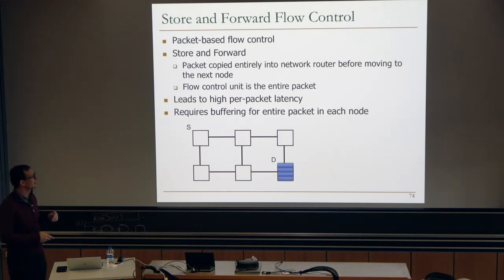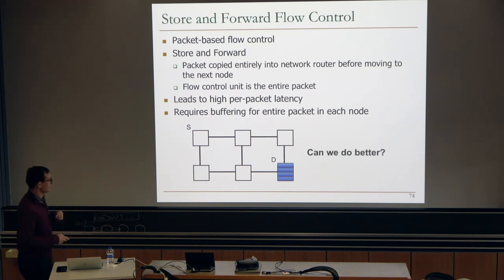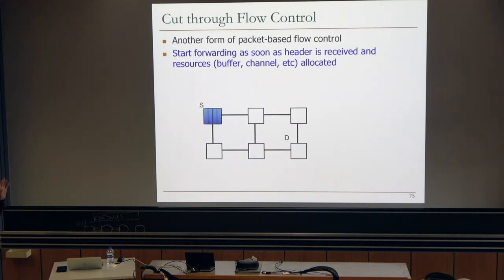As you can see, it takes a long time. Then the question is, can we do better? And people actually do better. So one example is cut-through flow control. I'll go through this relatively quickly, also because it's not the state of the art. Basically, it's another form of packet-based flow control.